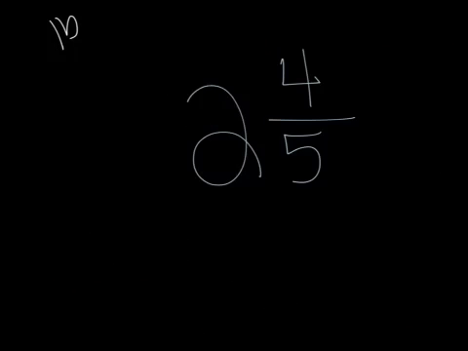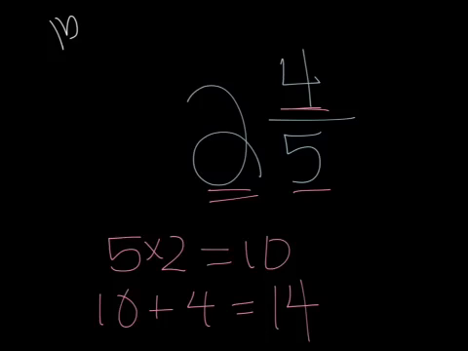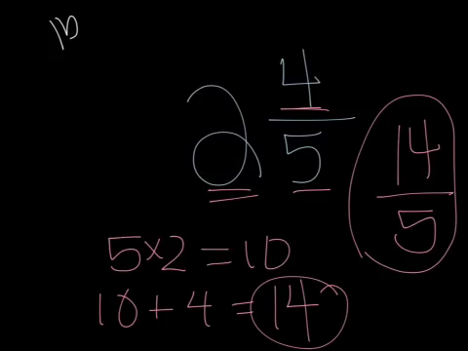Let's practice the fast method with 2 and 4/5. We need to start by taking our denominator times our whole number. So we take 5 times 2 and get 10. Then we take that answer and we add our numerator. So 10 plus 4 equals 14. This is our new numerator, and our denominator stays the same. So we have 14/5.